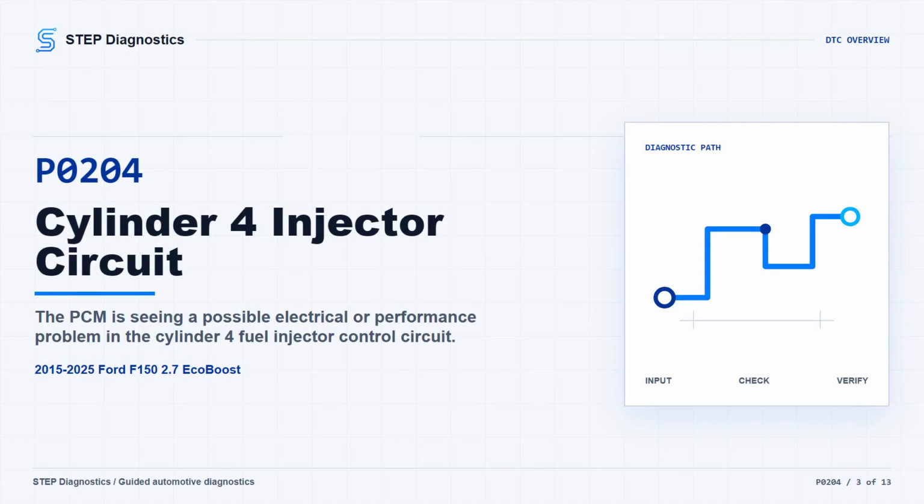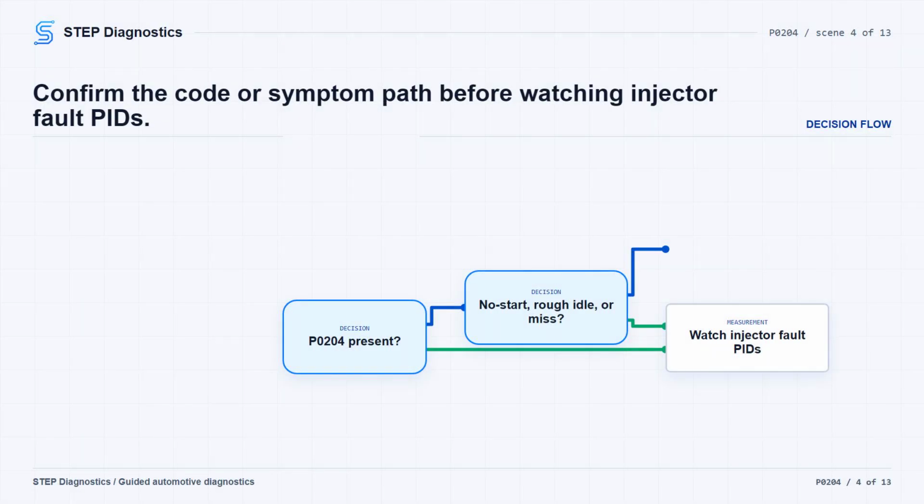circuit. Before applying power or chasing the wrong leg of the circuit, remember this warning. Do not apply battery voltage across the fuel injector circuits. Permanent injector damage can result. Start with the basic system checks.